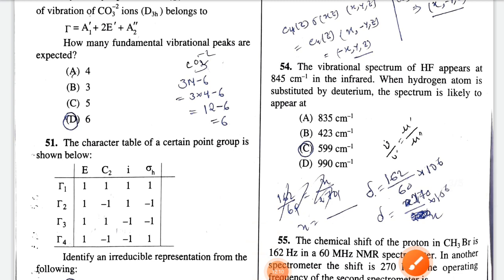Next, the vibrational spectrum of HF appears at 845 centimeter inverse in the infrared. When the hydrogen atom is substituted by deuterium, the spectrum is likely to appear. You can calculate this from vibrational spectroscopy, but if we remember these tricks, then you can also get the answer easily. Okay, so here the correct option is 599 centimeter inverse.